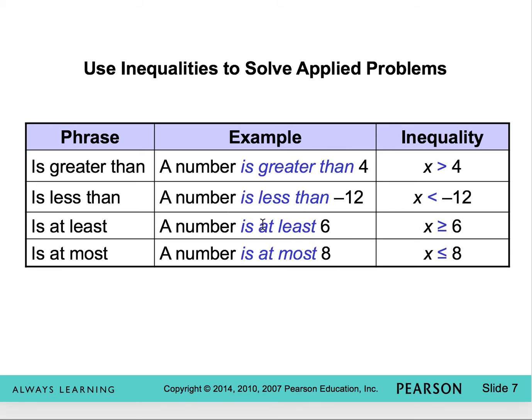Is at least, a lot of times people take that to mean, oh, let's do less than because it's least. But no, we want this to be at least 6. So we want it to be 6 or more, right? At least 6, 6 or more. At most 8. 8 is the most it can be, so it has to be less than or equal to 8.